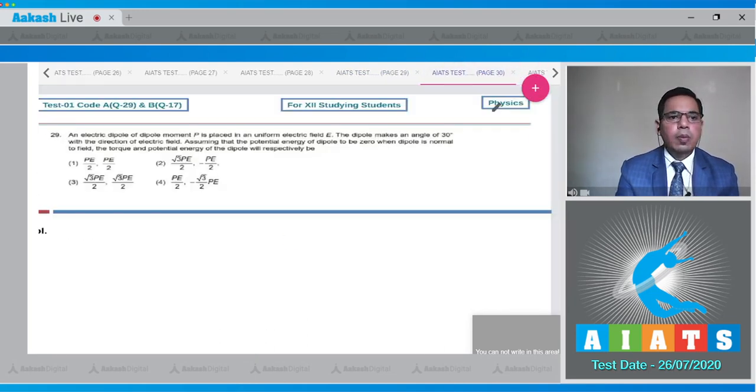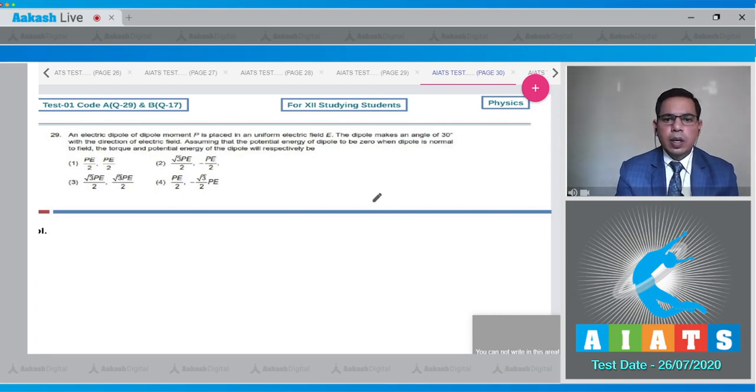Now move to question number 29, which states that an electric dipole of dipole moment P is placed in a uniform electric field E. The dipole makes an angle of 30 degrees with the direction of the electric field. Assuming that the potential energy of the dipole is 0 when the dipole is normal to the field, the torque and potential energy of the dipole respectively are.